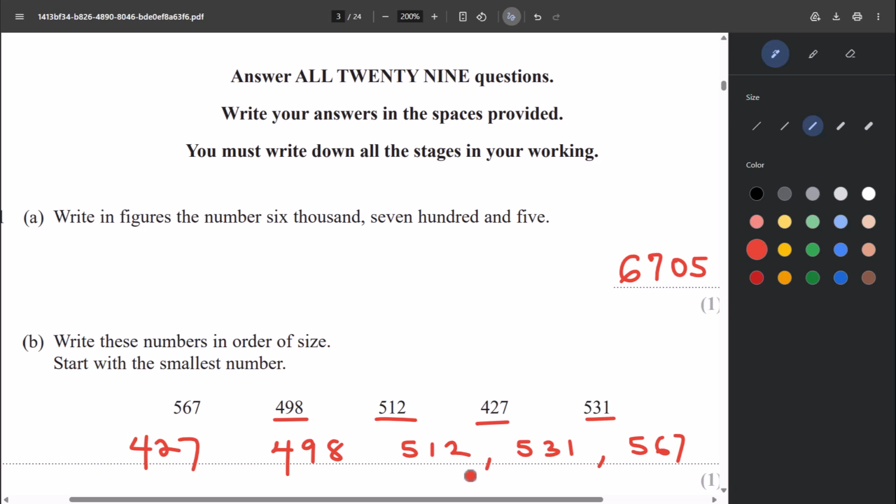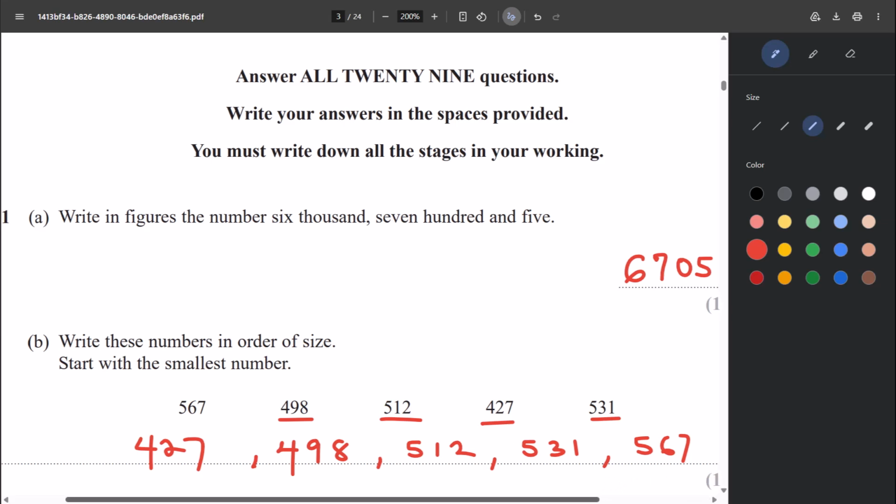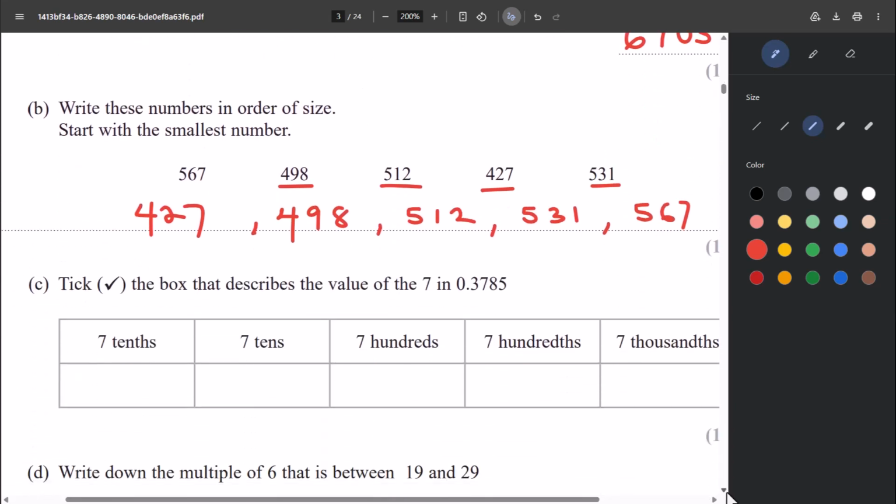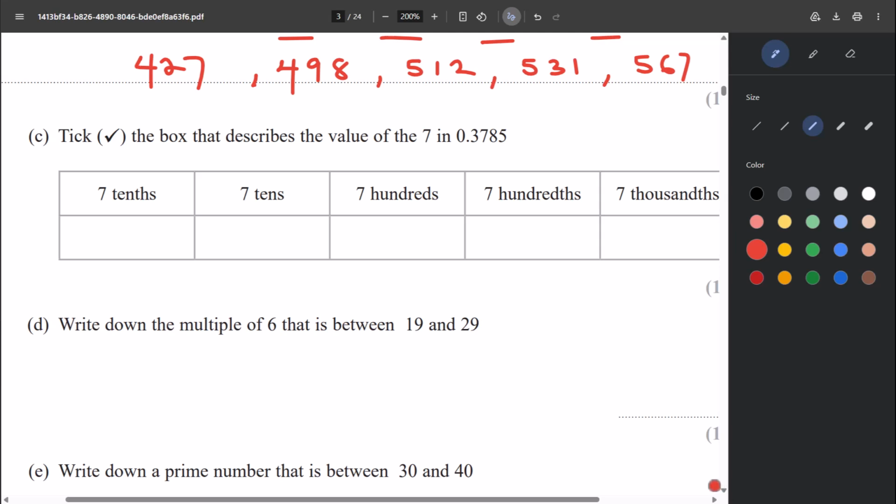Okay, now the numbers can be separated with a comma. So the first question has already been done. So we'll head on to the next part, still number 1, but question C.